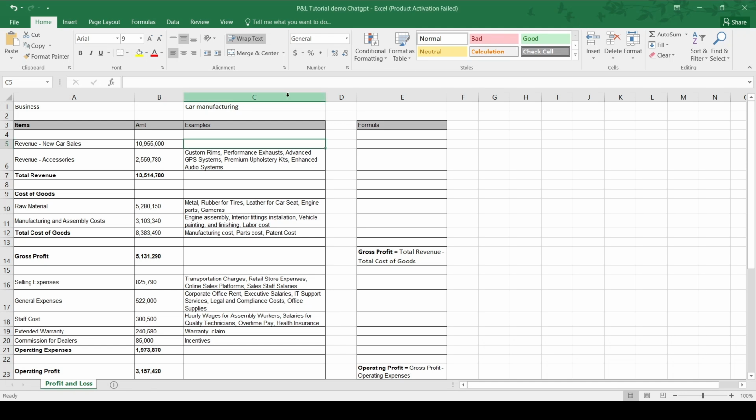Welcome to our tutorial on understanding the profit and loss statement for a car manufacturing business. Today we will break down each line item to help you understand how revenue, expenses and profits are calculated in the car manufacturing industry. Let's get started.